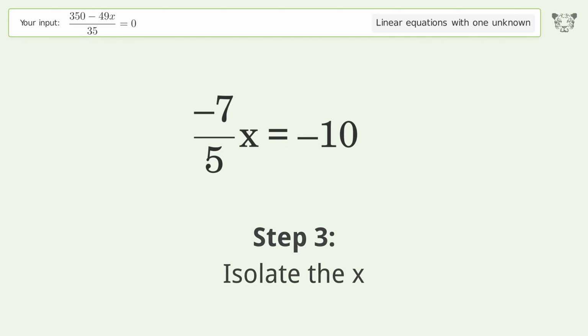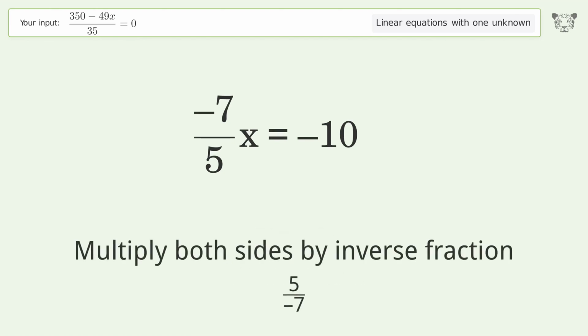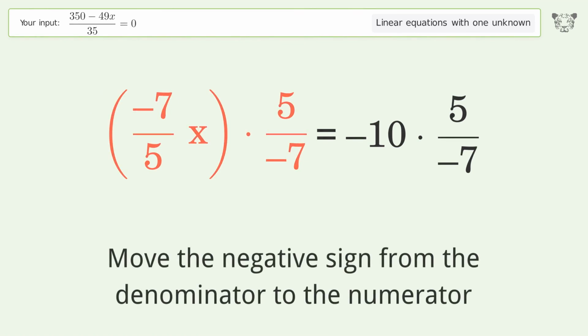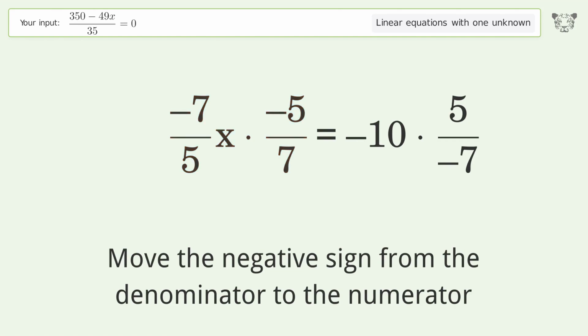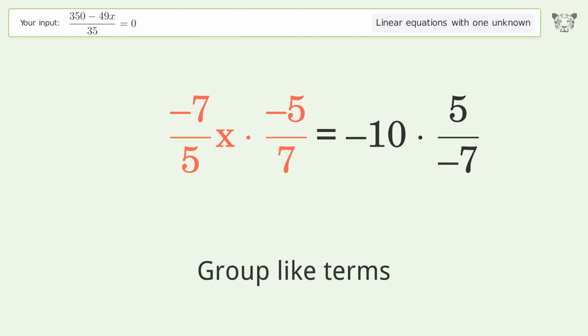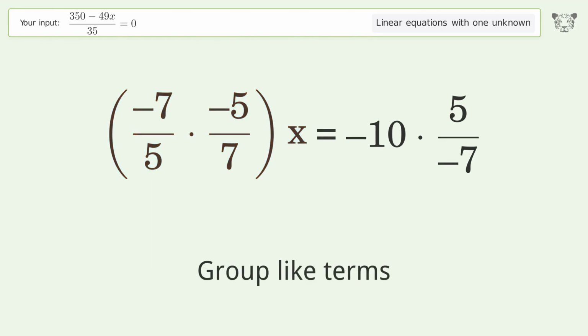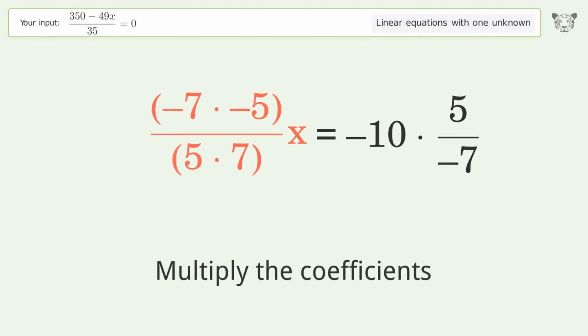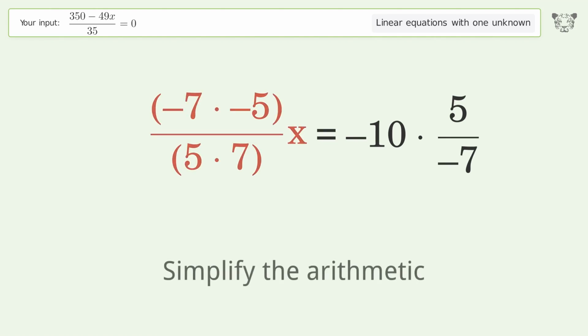Isolate the x. Multiply both sides by inverse fraction 5 over -7. Move the negative sign from the denominator to the numerator. Group like terms. Multiply the coefficients. Simplify the arithmetic.